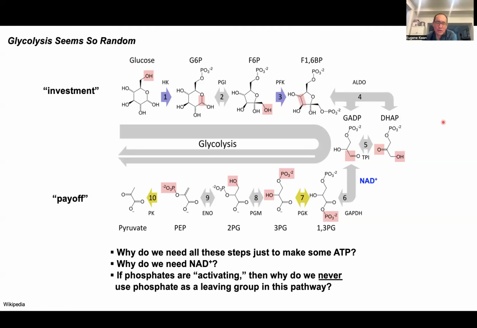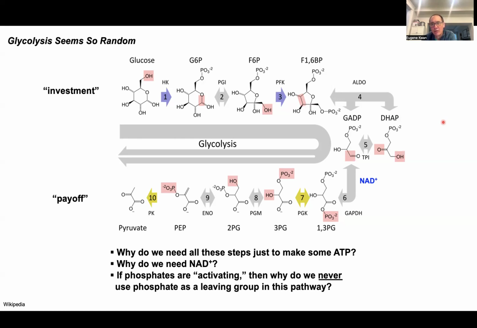We know we start from glucose, that's supposed to be the fuel in glycolysis. But then for some reason, we're phosphorylating at these various positions and then randomly converting glucose to fructose. It just doesn't seem to make any sense. Right? If the whole point of glycolysis is to make ATP, why don't we just phosphorylate ADP, right? Why do we need glucose?